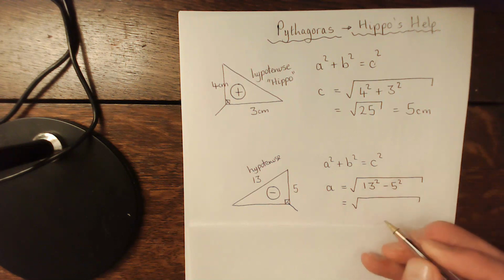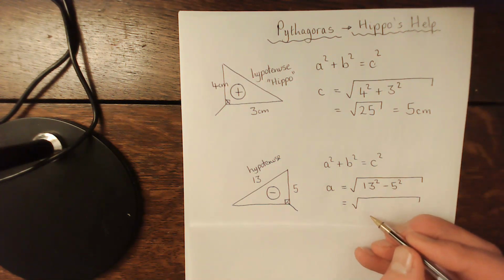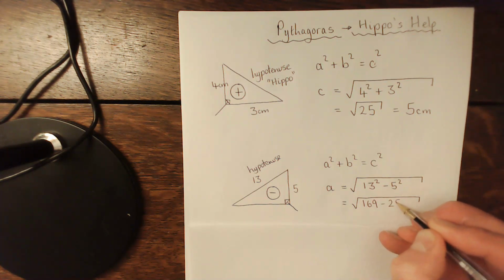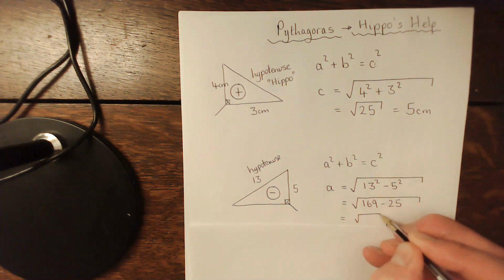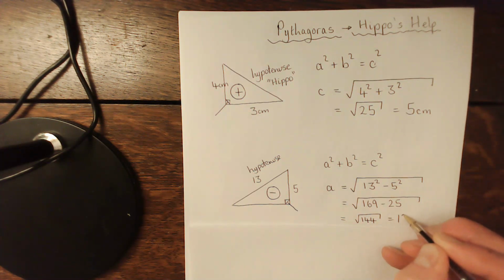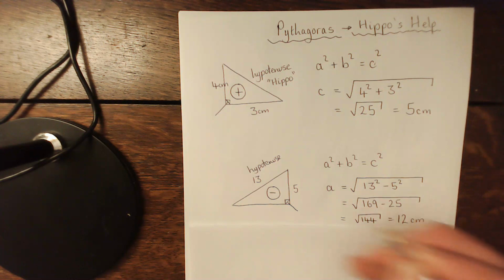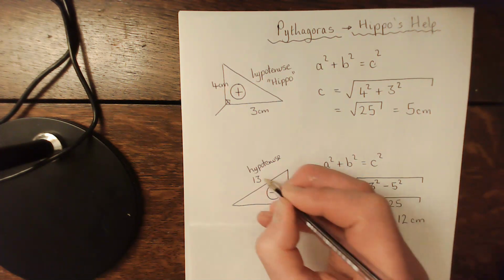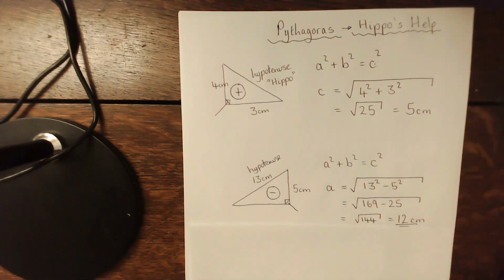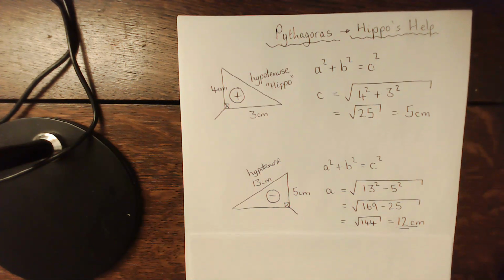If you want to check one of my other videos, it talks about the square numbers. I know that's 169. I take away 25. That gives me 144. And I've got an answer of 12. Again, let's pop in the units because they're important. There we go. One of my hiplets is 12. The other hiplet is 5 because they're both smaller than the big hippo up at the top there.